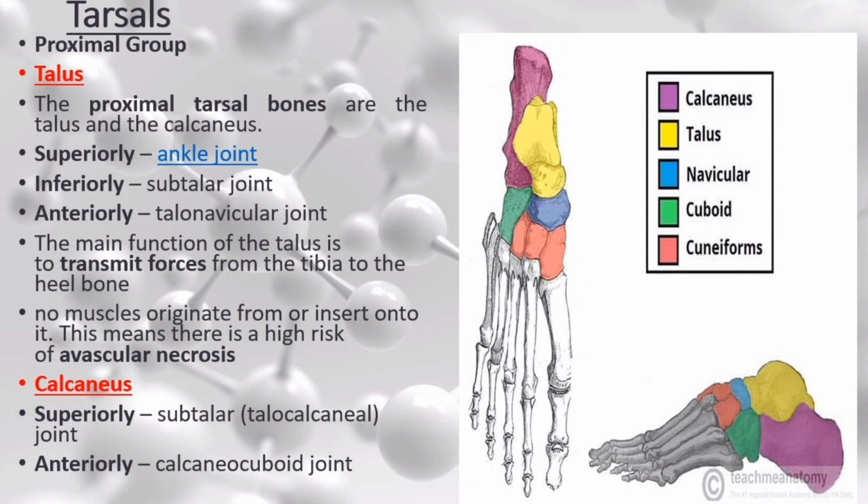Calcaneus. The calcaneus is the largest tarsal bone and lies underneath the talus where it constitutes the heel. It has 2 articulations. Superiorly, subtalar talocalcaneal joint, between the calcaneus and the talus. Anteriorly, calcaneocuboid joint, between the calcaneus and the cuboid. It protrudes posteriorly and takes the weight of the body as the heel hits the ground when walking. The posterior aspect of the calcaneus is marked by the calcaneal tuberosity, to which the Achilles tendon attaches.